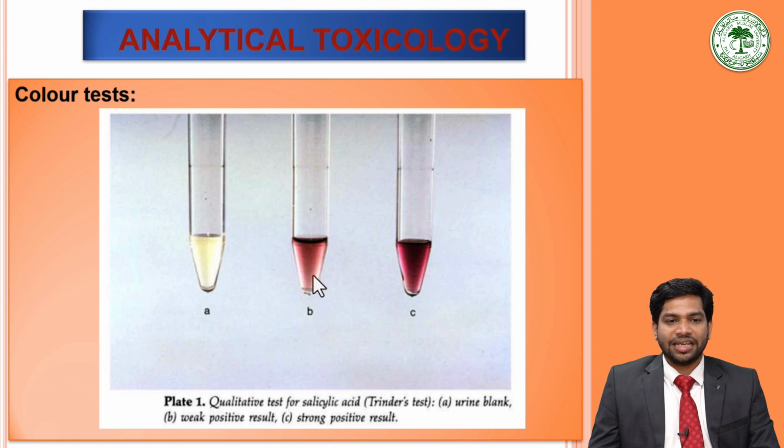Then, as we can see here in the picture, the Trinder test. Like that, we learned many tests. Here we can understand that this is a blank sample, this is the test sample, and this is the sample that already contains the substance of interest, like salicylic acid. Here, in this case, it is showing the violet discoloration, and the test sample is also showing the violet discoloration. So this is suggestive of presence of salicylic acid in the test sample.